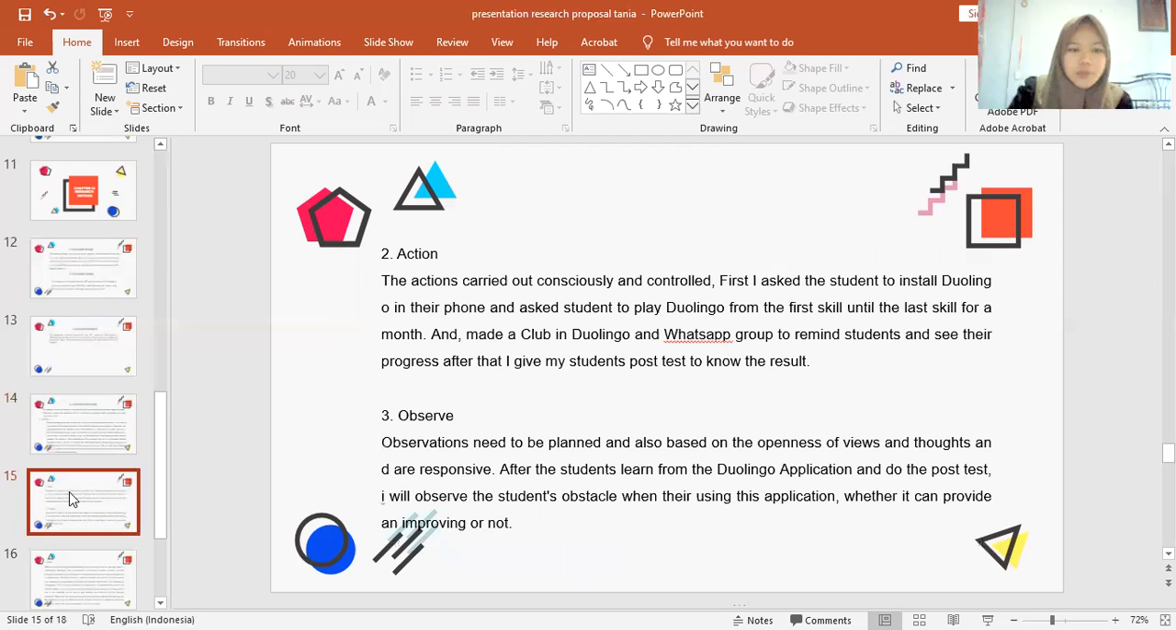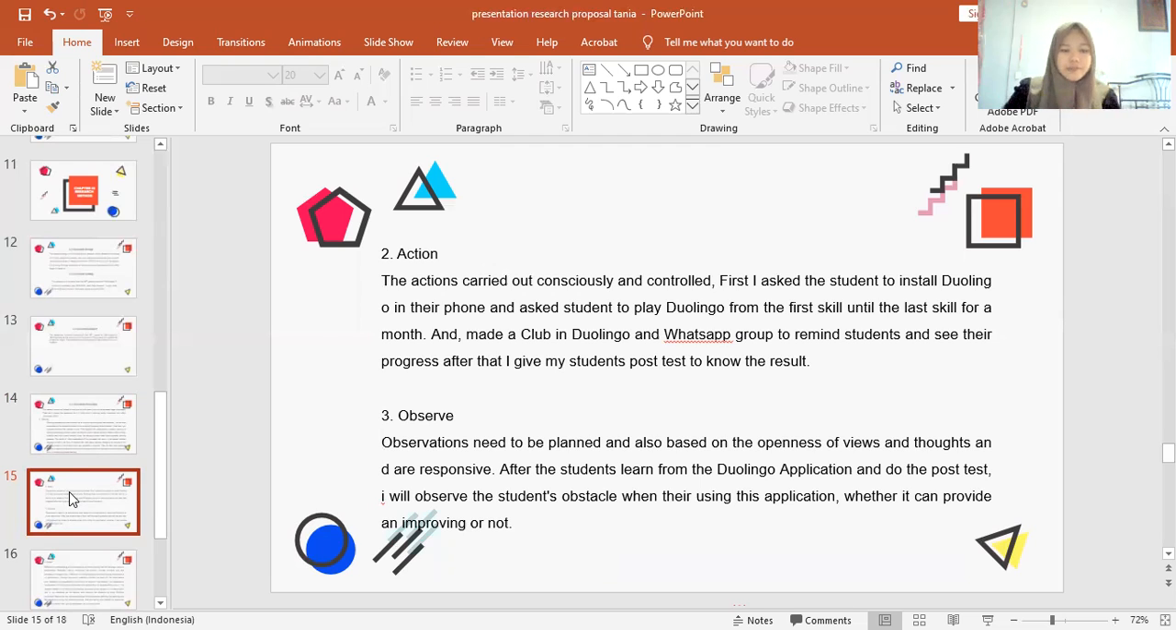Let's move to the second, action. The actions are carried out consistently and controlled. First, I asked the students to install Duolingo on their phones and to play Duolingo from the first skill until the last skill for a month, and made a club in Duolingo and a WhatsApp group to remind students and see their progress. After that, I gave my students a post-test to know the result.